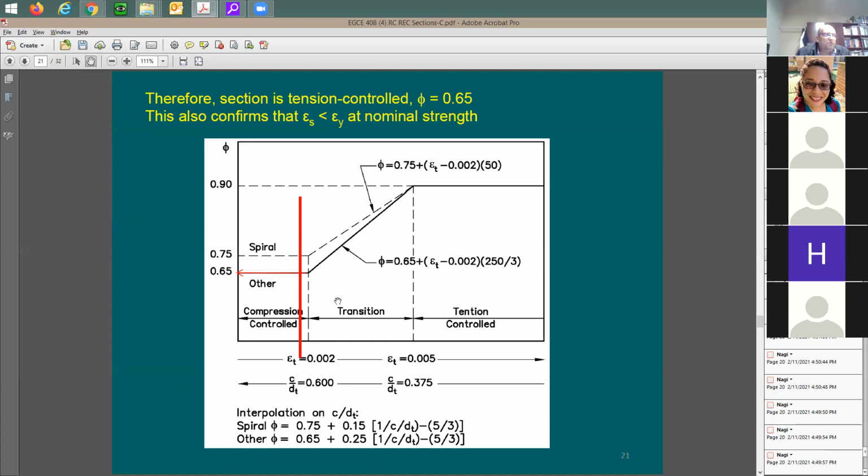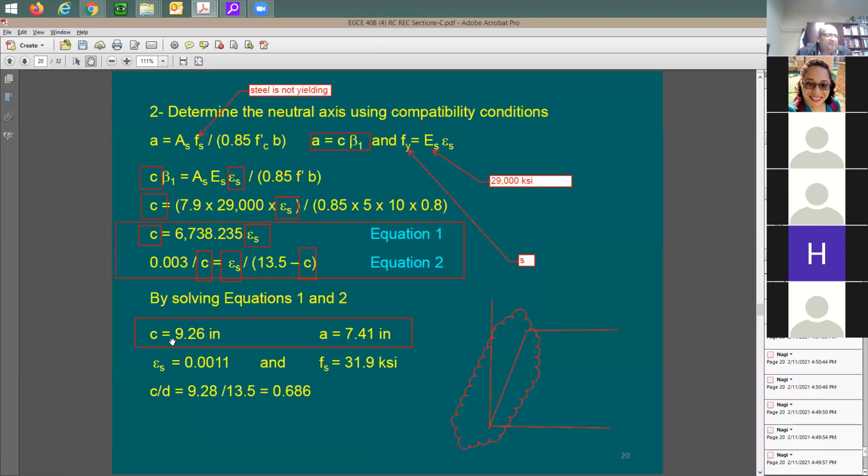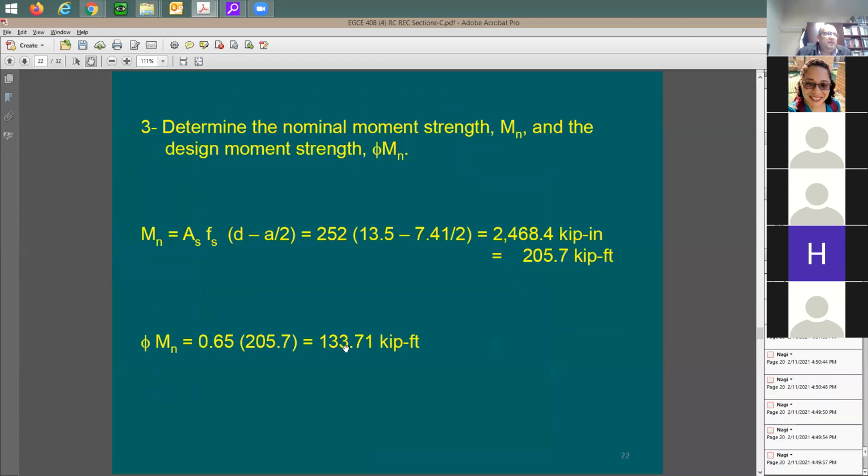You're given the compression control. It's not really desirable, but this is what you get. Right? Now let's complete the equation and solve it.